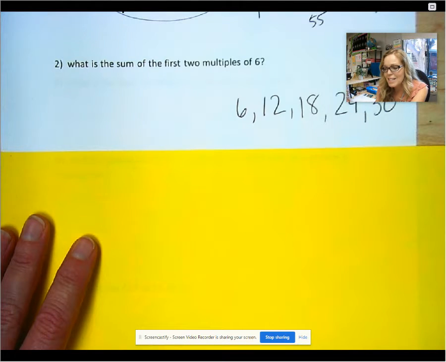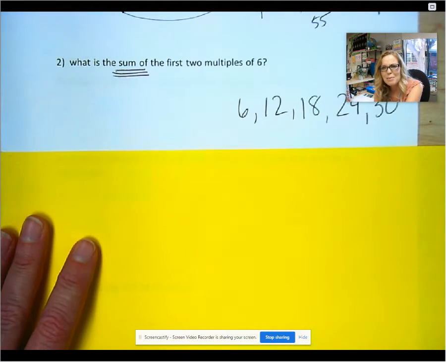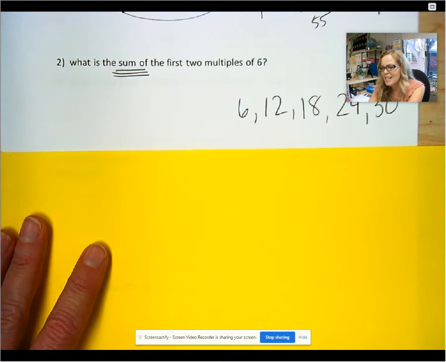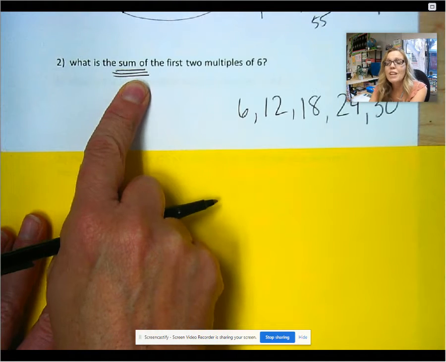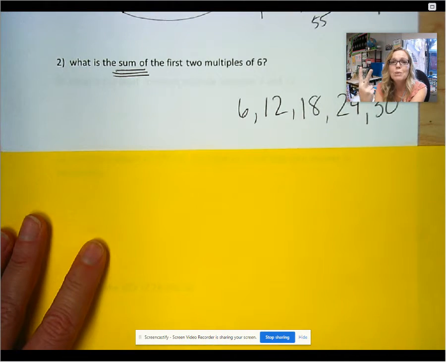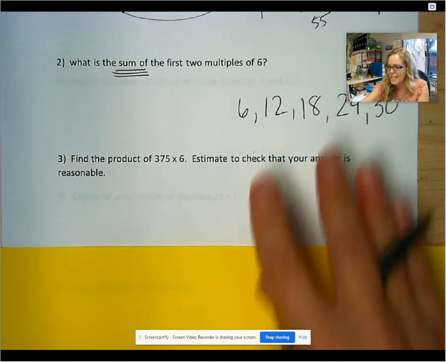So this question is asking us for the sum, meaning the answer to an addition problem. What am I supposed to add? It says, what is the answer to the addition problem of the first two multiples of 6? See if you would be able to solve for that. That's very similar to something on the test.